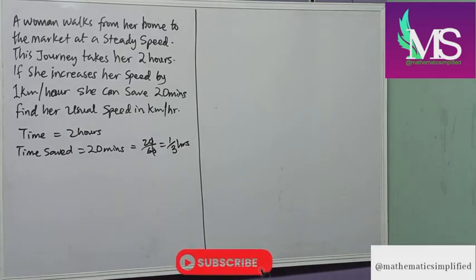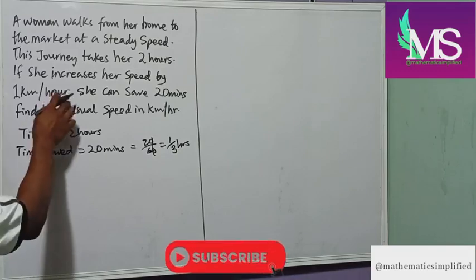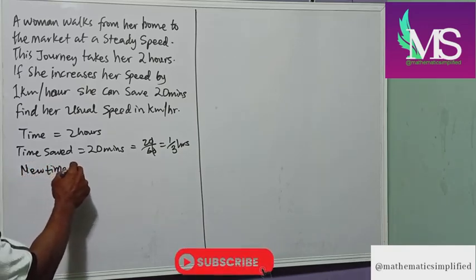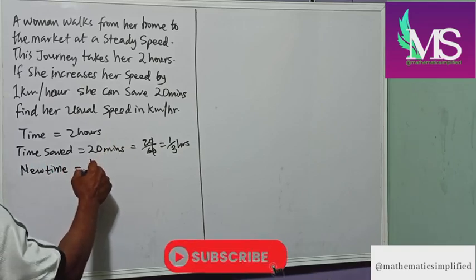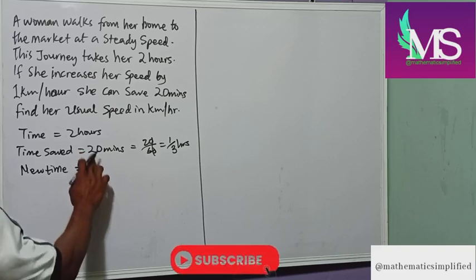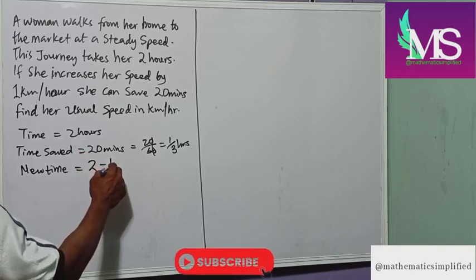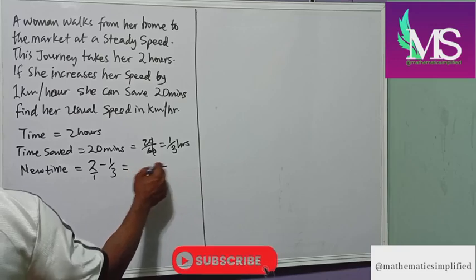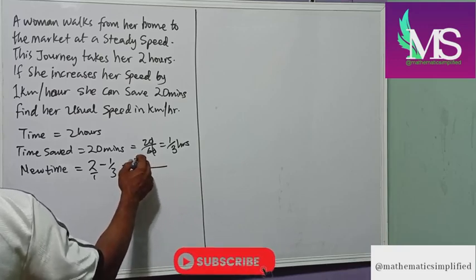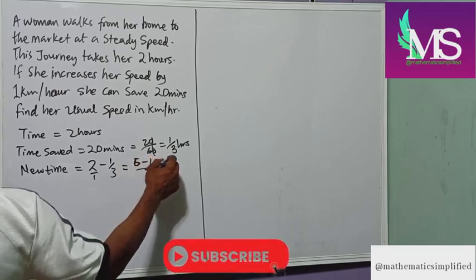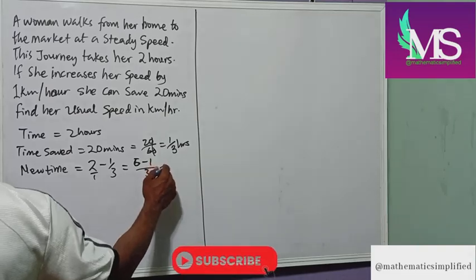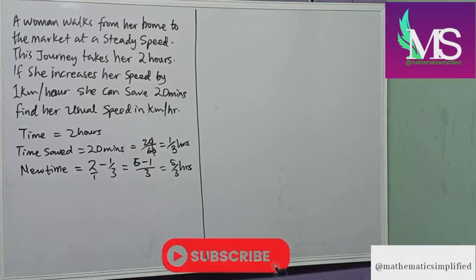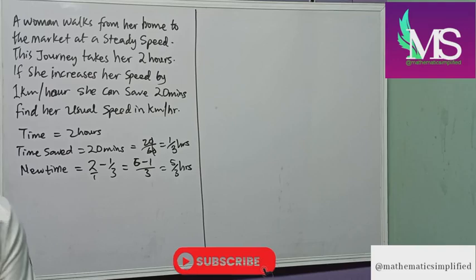Okay, so the current time, on increasing the speed by 1, the new time will become 2 hours minus 1 over 3 hours, which, with LCM 3, gives us 6 minus 1, which gives us 5 over 3 hours. That's our new time. Okay, now from here, let's look at her speed.